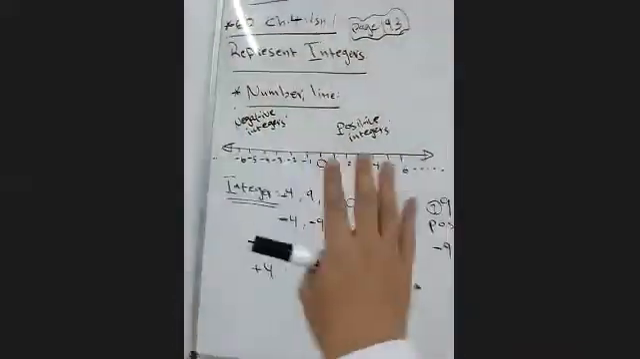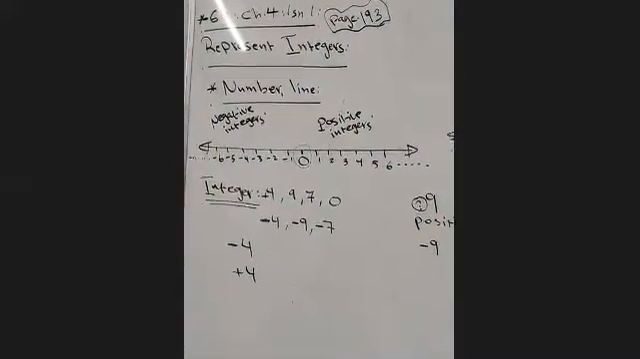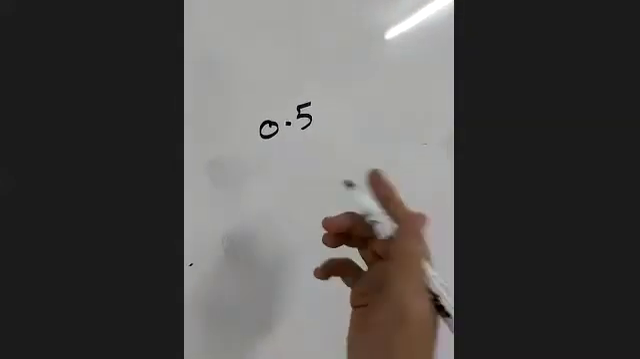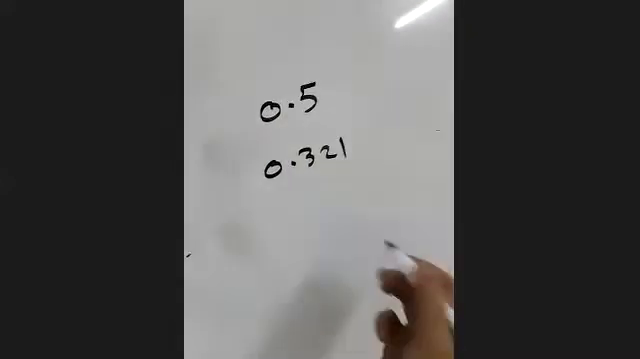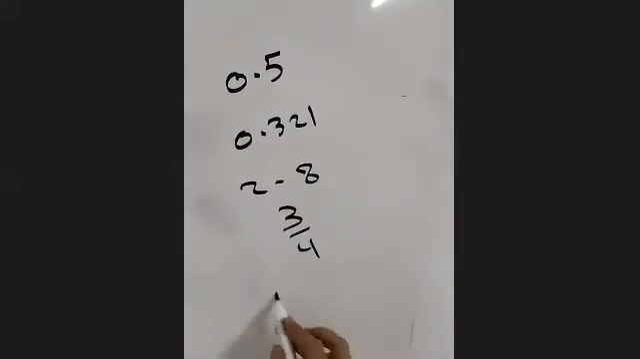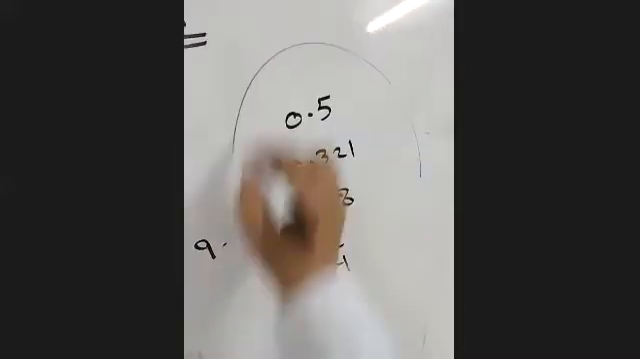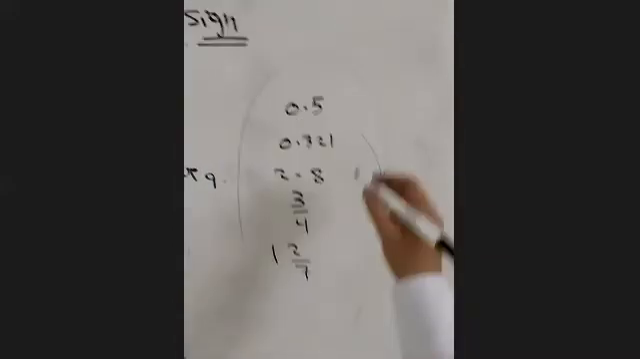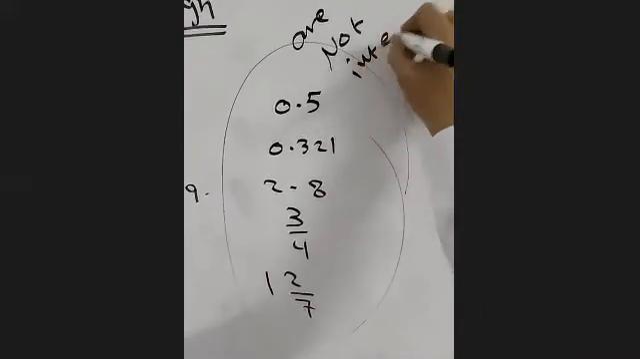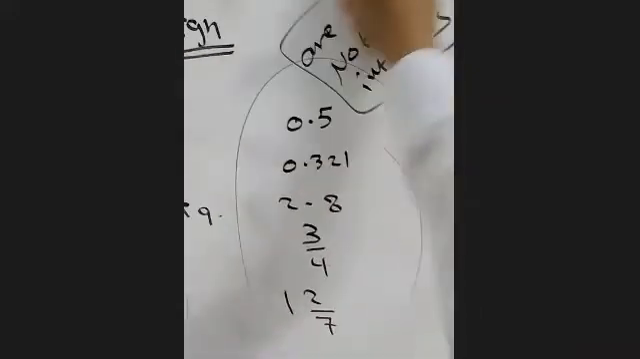These, guys, we call integers. Now, if I say these numbers, which we took in the previous chapter, for example 0.5, 0.321, 2.8, 3/4, 1 and 2/7, these numbers, guys, are not integers.